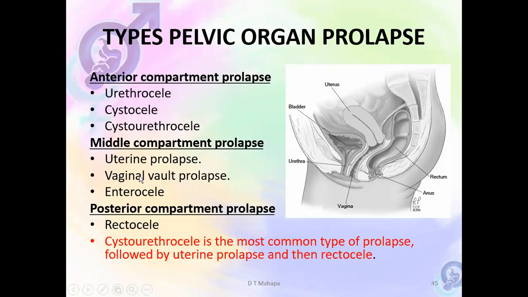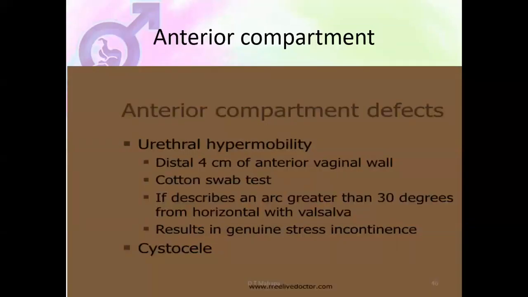When the vaginal vault prolapses, the intestines also follow. You find that inside the prolapse, there are also intestines. It's called enterocoel. In the posterior compartment, we've got the anus. If the rectum prolapses, we've got the rectocoel. We discuss them compartment by compartment. I must say that the commonest form of prolapse in any woman is a cystocoel, the anterior compartment, followed by the uterine compartment, the middle compartment, and the least is the posterior compartment. Let's start with the anterior compartment.